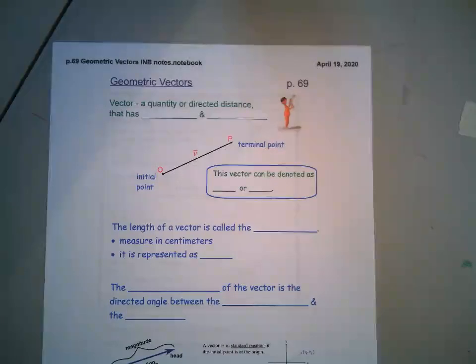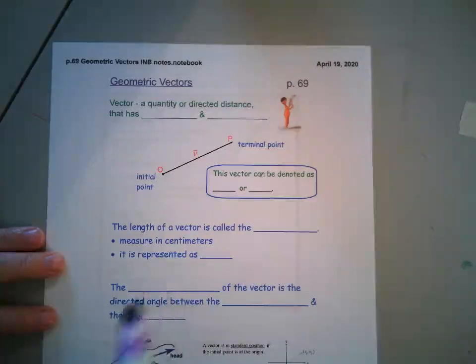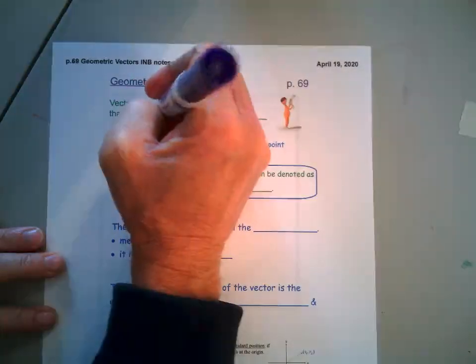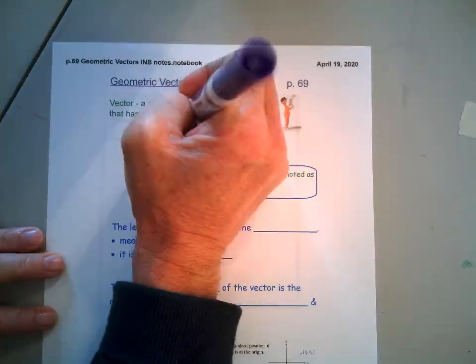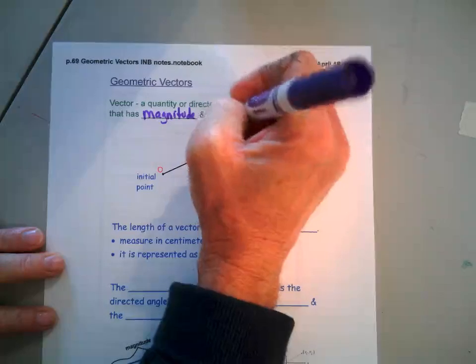So a vector is a quantity that has both what's called magnitude and direction. So we have magnitude and direction.